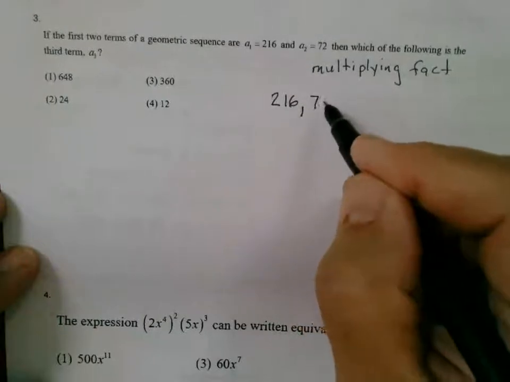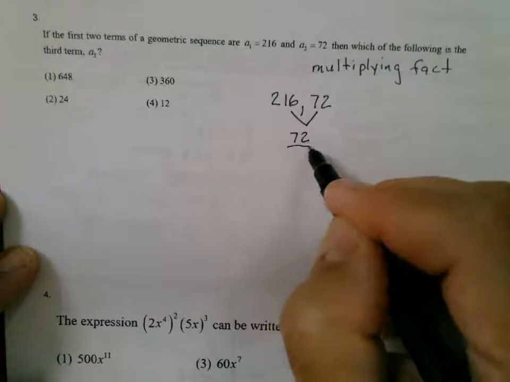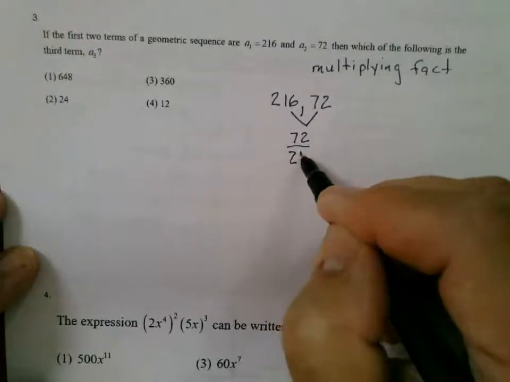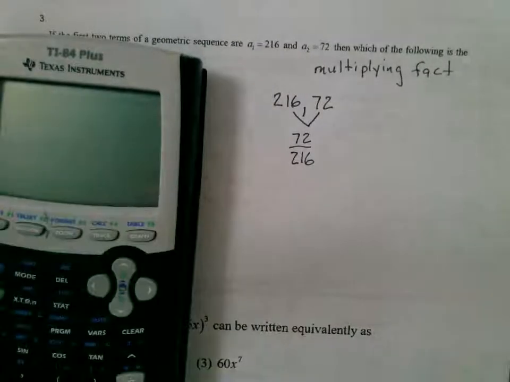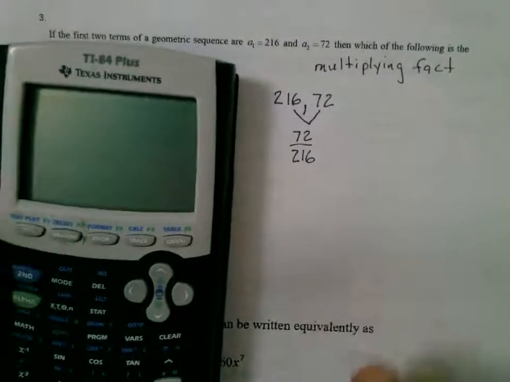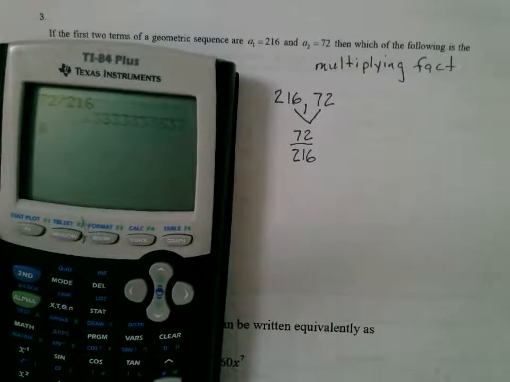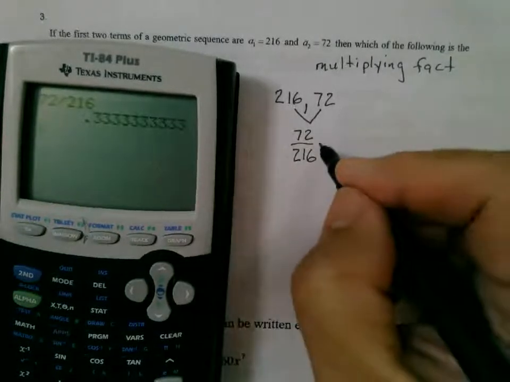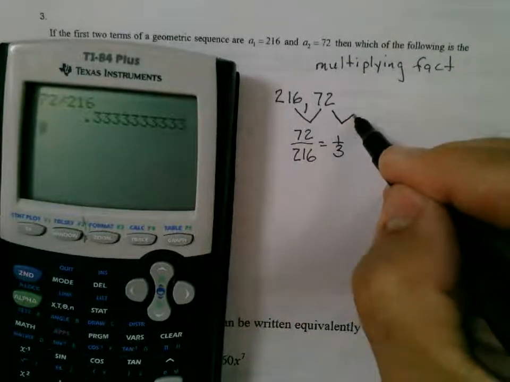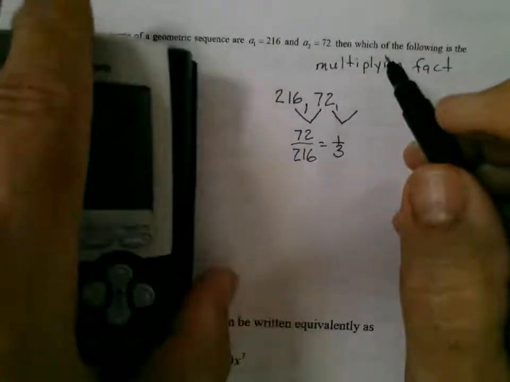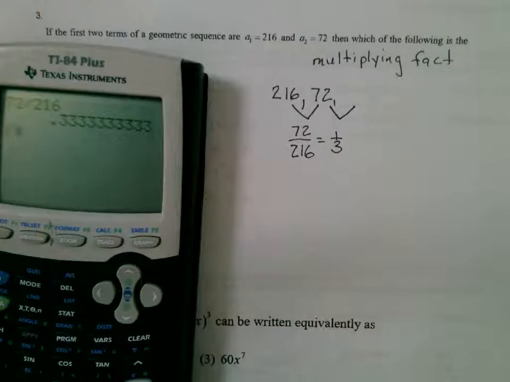And then the next one is 72. So between these two, this is 72 because it's going down, so it has to be a fraction. So you take out your little calculator and you do 72 divided by 216. It's 0.3333, and we know that as 1/3. So every increment that you go up, you're going to multiply the term before by this factor.